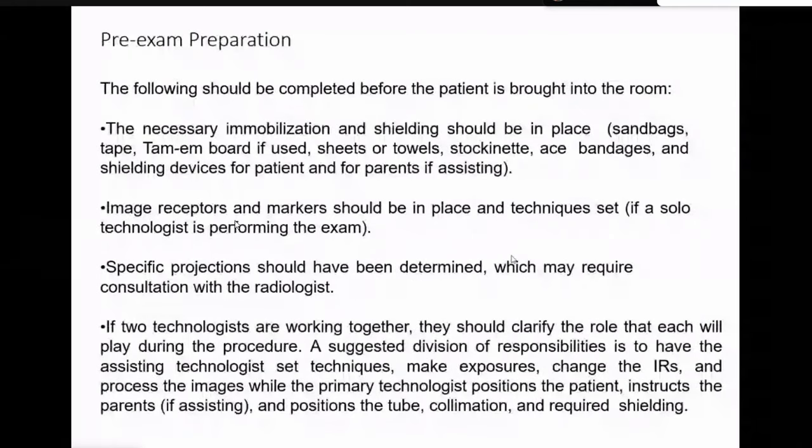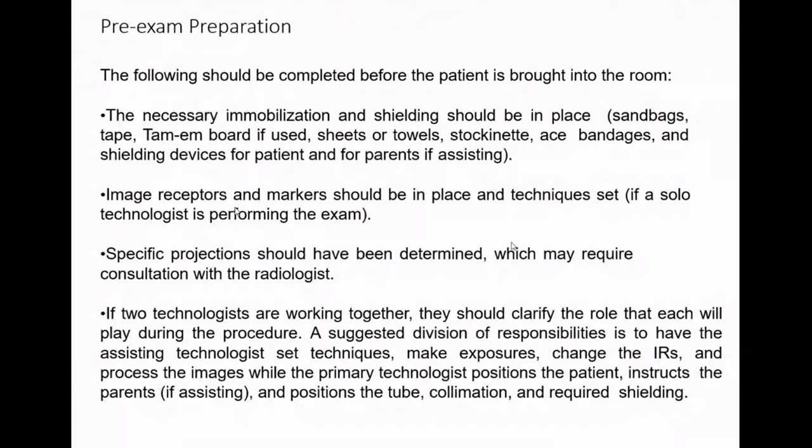Together, they should clarify the role that each will play during the procedure. A suggested division of responsibility is to have the assisting technologist set techniques, make exposures, change the IRs, and process the image, while the primary technologist can position the patient, instruct the parents, and position the tube, collimation, and required shield. In simple words, if there are two radiographers working in one room for one pediatric patient, one can do the technical work, that is the setting of the mAs and kVp, changing the cassettes, and developing the cassettes, or reading the cassette into the CR or DR.